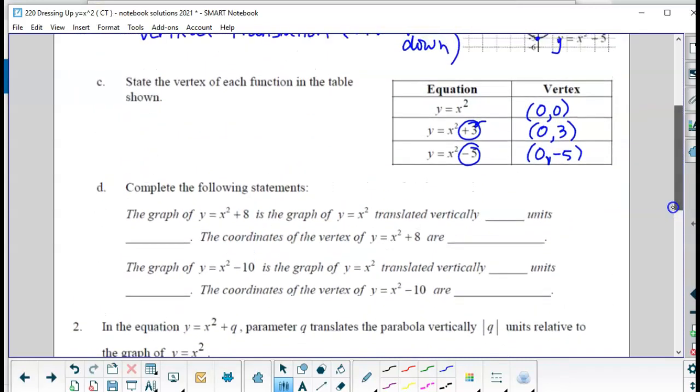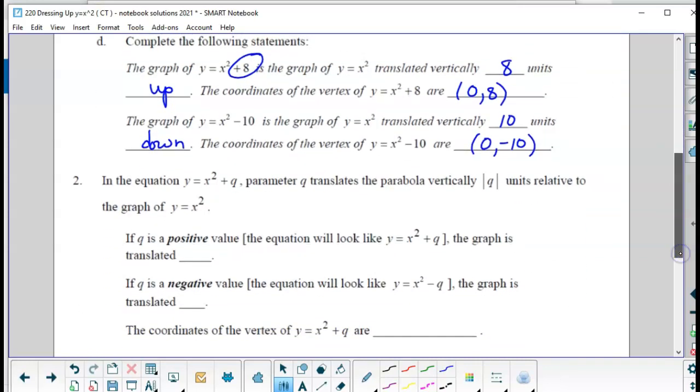So complete the statements. The graph of y equals x squared plus 8 is the original translated vertically. We're going up. We have to put the number of units here: 8 units up, because that's a positive 8. So the new vertex would be 0, 8. X squared minus 10 is translated 10 units down because of the subtraction. So the vertex is 0, negative 10.